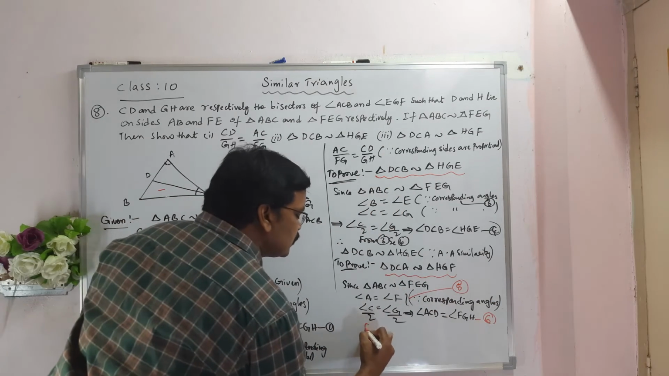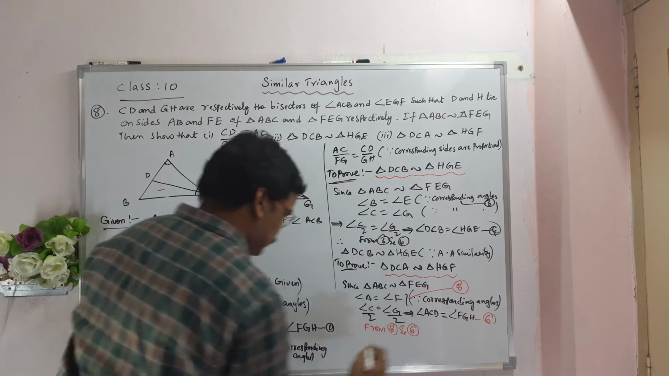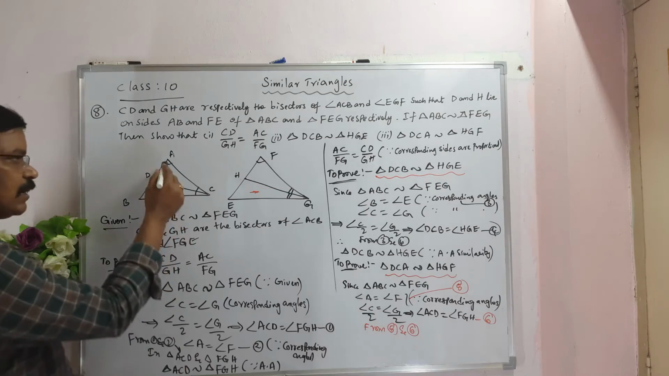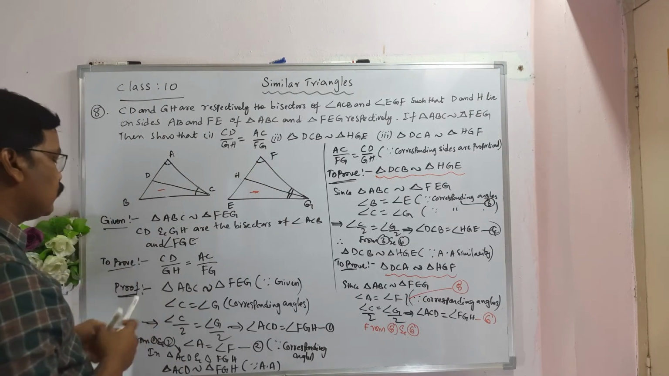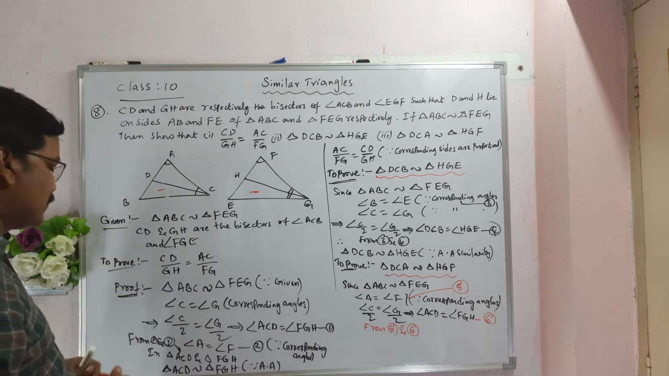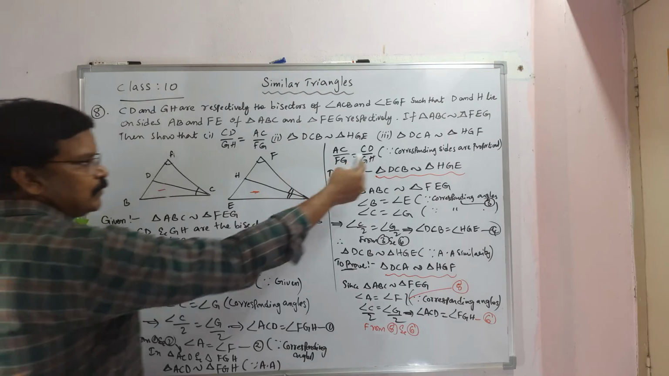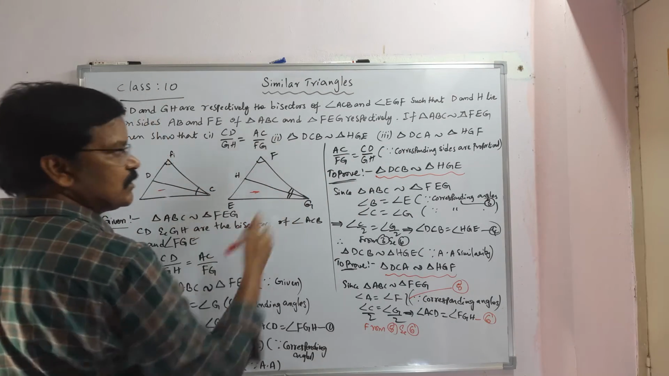From equation 5 and 6, angle A is equal to angle F and angle ACD is equal to angle FGH. Therefore, the two triangles become similar according to AA similarity. Now, we will change the order. Here, triangle DCA, now we have to write triangle HGF.